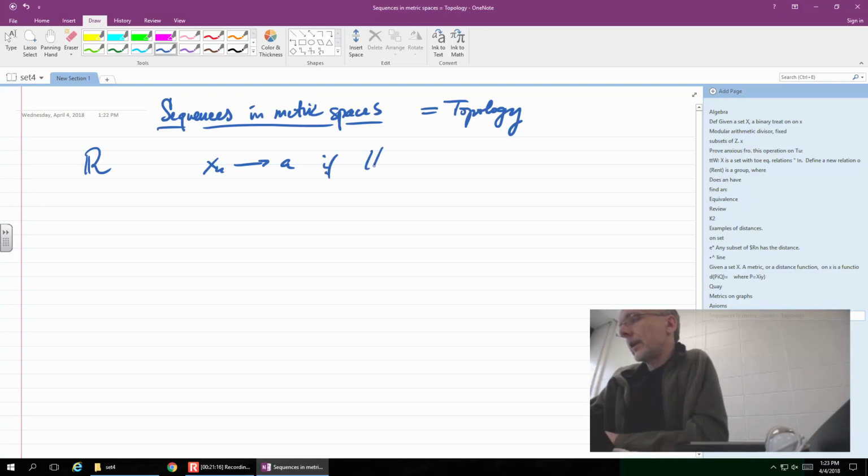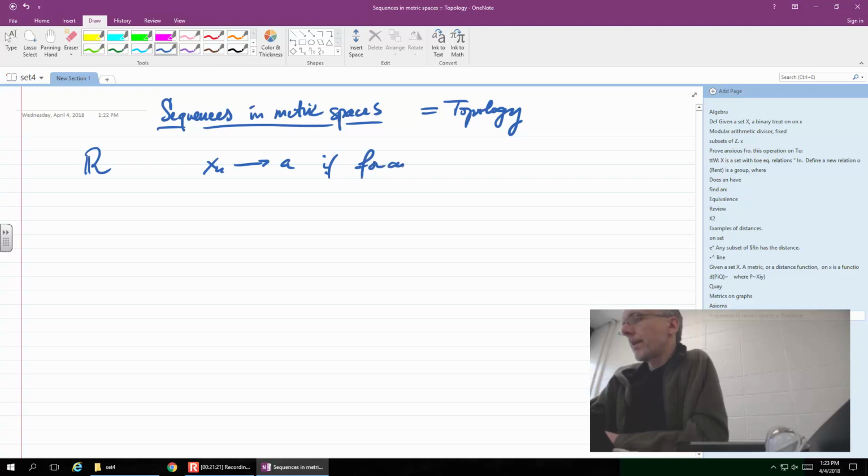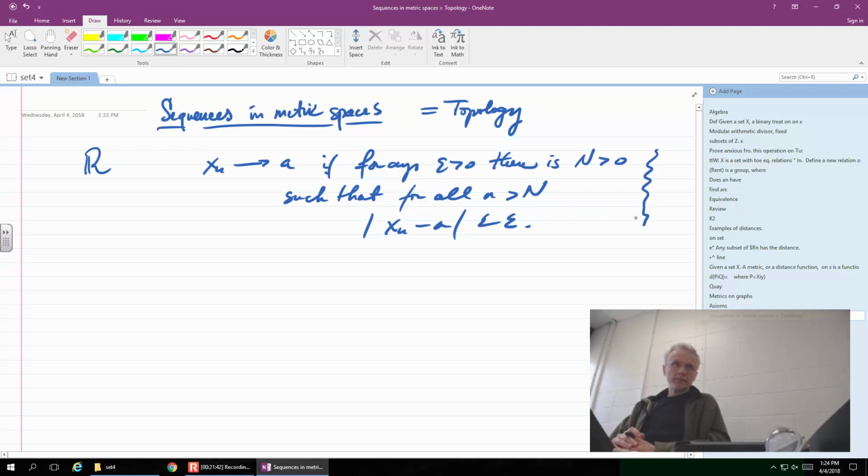Let me repeat that definition again. For any epsilon greater than 0, there is an N greater than 0 such that for all n larger than N, |xn minus a| is less than epsilon. Okay, remember this definition from calculus 2.